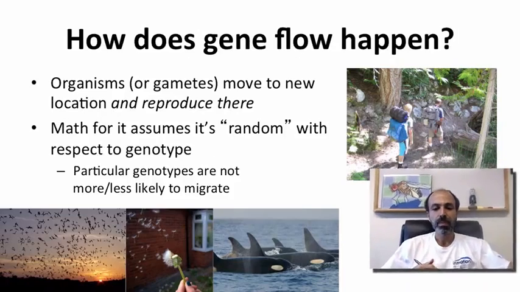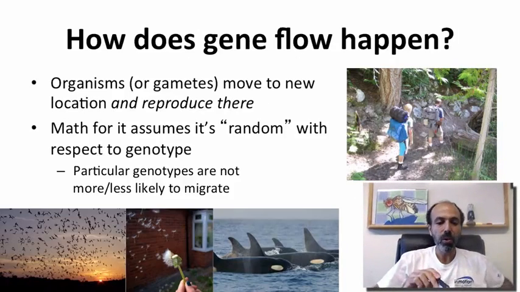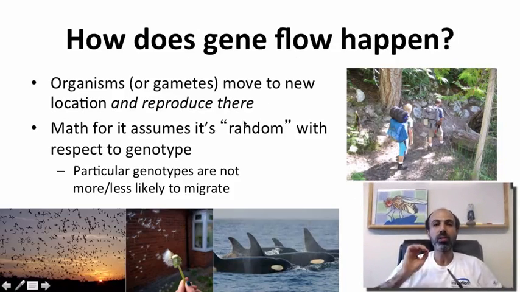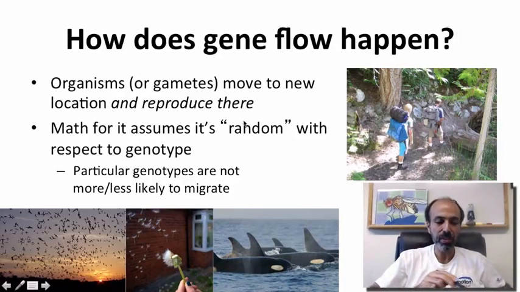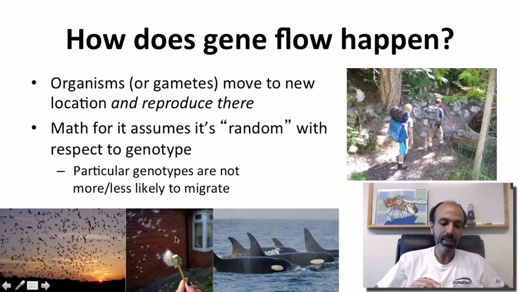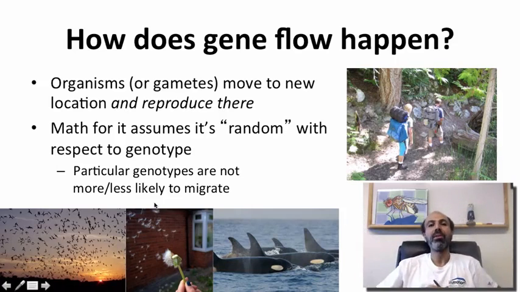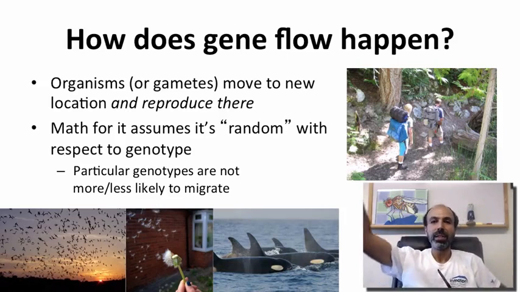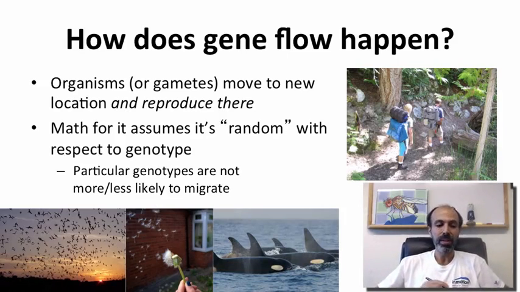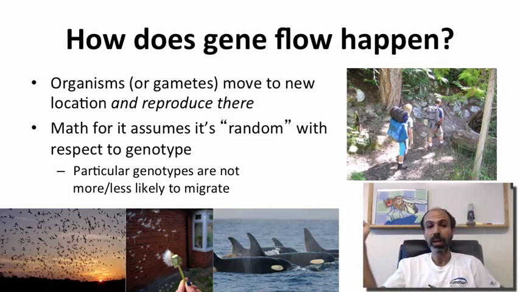Okay? Now, how does gene flow happen? Well, again, organisms or gametes move to a new location and they reproduce there, as you see with some of these examples. A nice one is the dandelion. I always like to think of that because we see these just blowing around in different places, and then more dandelions cropping up in other areas. Now, the math assumes that it's random with respect to genotype. Right? We're not assuming that particular genotypes are more likely or less likely to migrate.